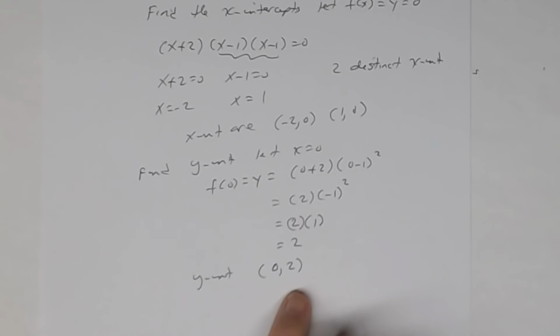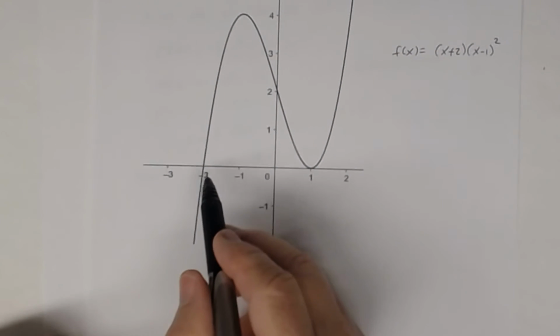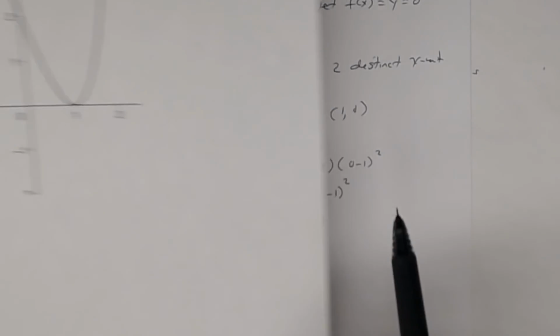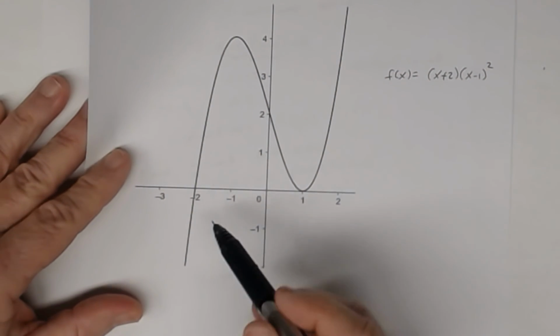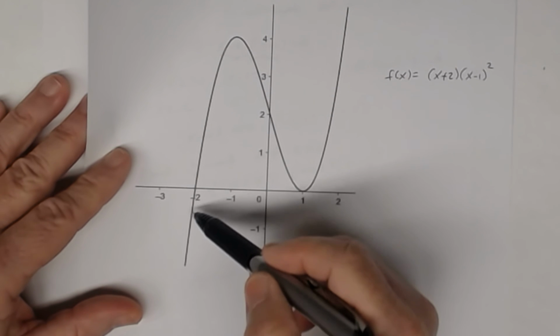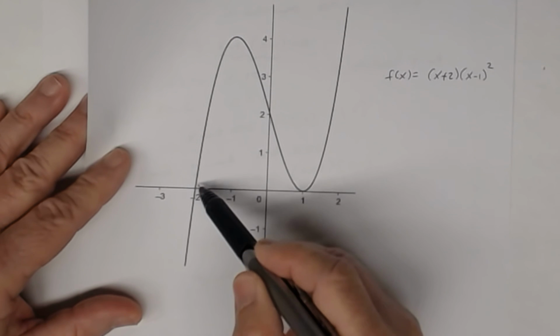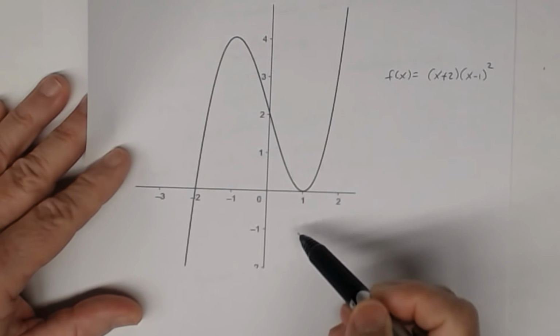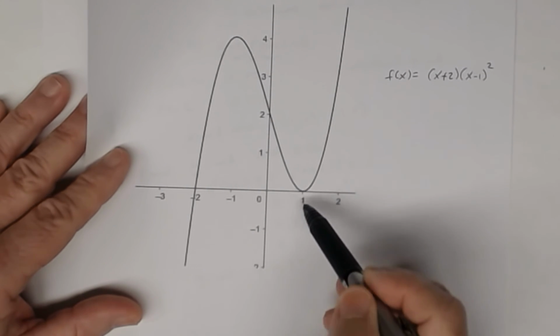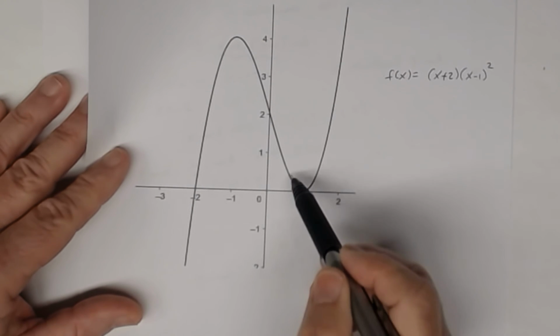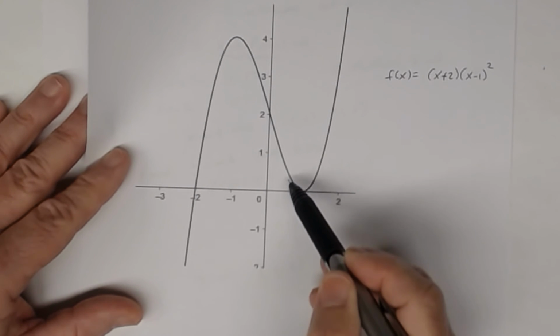Let me show you what the graph looks like. So here's the graph. Notice my x-intercepts, negative 2 and 1, right? Remember, negative 2 and 1. Now remember, an x-intercept is where the graph crosses or touches the x-axis. So it can touch. It doesn't necessarily have to cross. Even if it touches, that point is considered the x-intercept. Crosses, touches. Okay? Now, see how it touches?